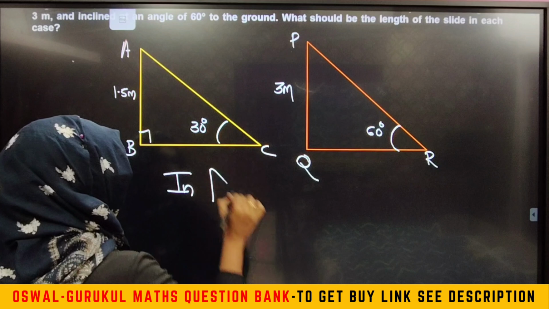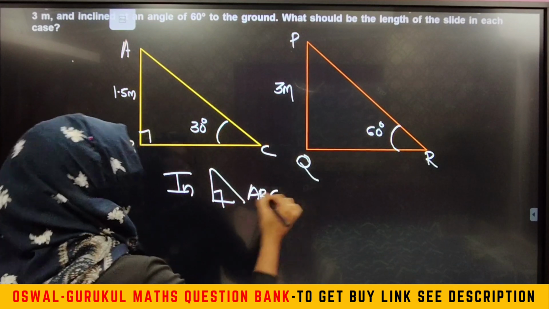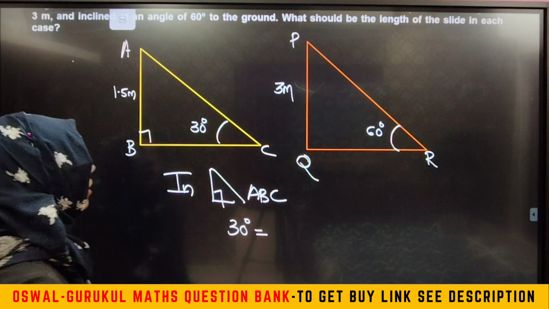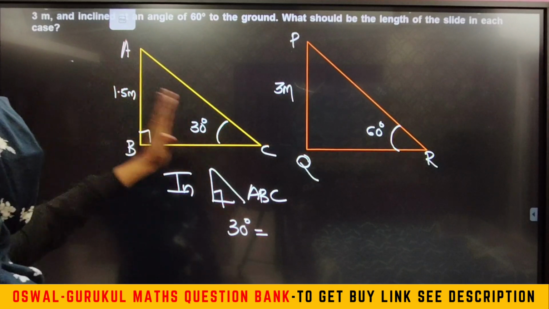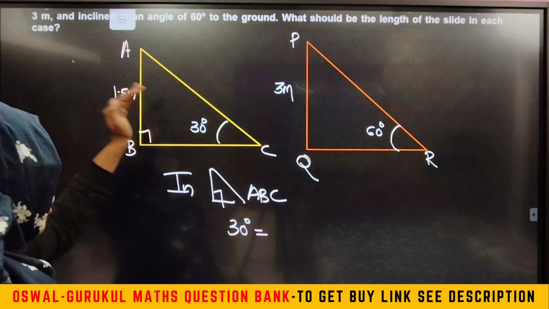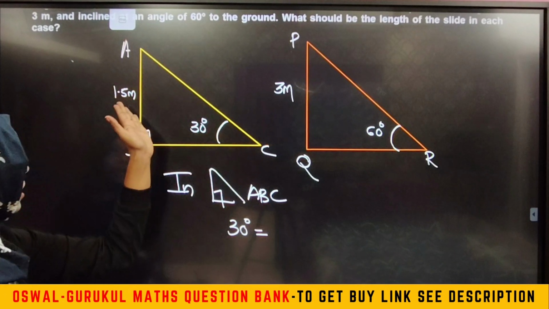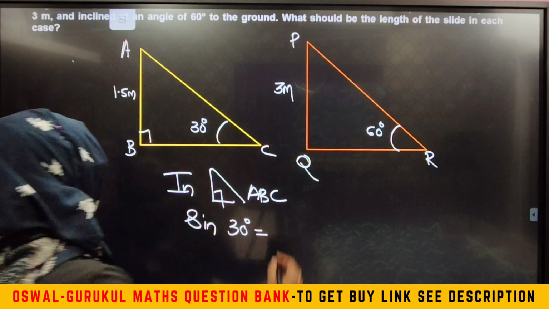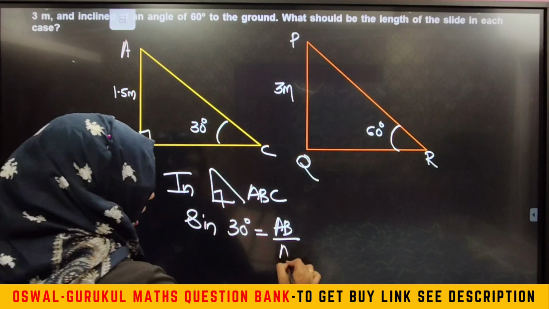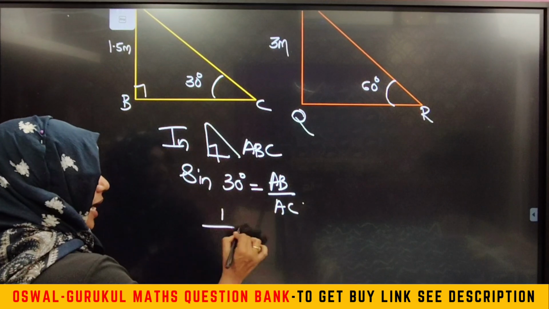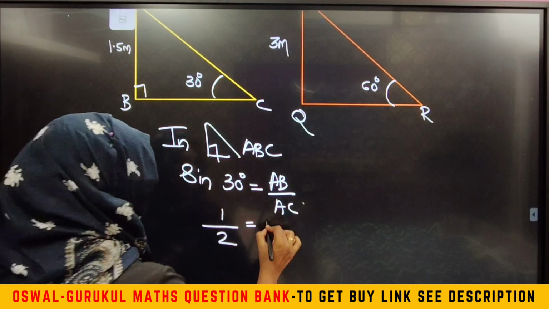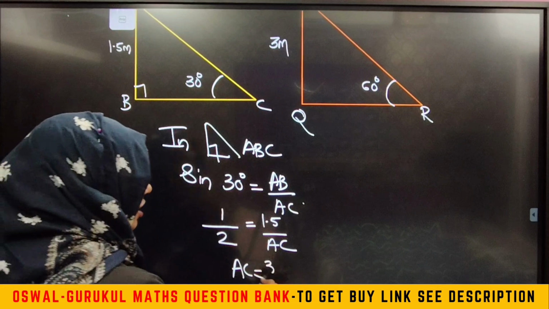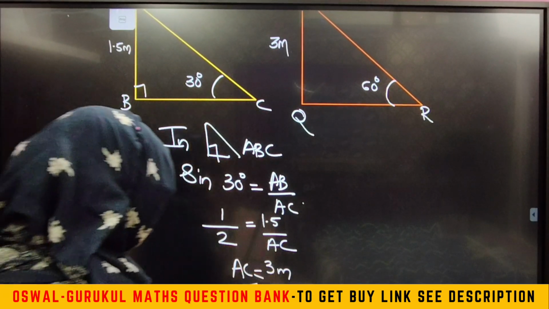In right angle triangle ABC, the angle other than 90 degree is 30 degree, and the side which is provided to you is its opposite side, and the side you need to find is AC. So opposite side divided by hypotenuse is given by the trigonometric ratio sine. So sine 30 is equal to AB divided by AC according to the figure. The value of sine 30 is 1/2, which is equal to AB, 1.5 meter, divided by AC. So AC is 1.5 into 2, which is equal to 3 meters.